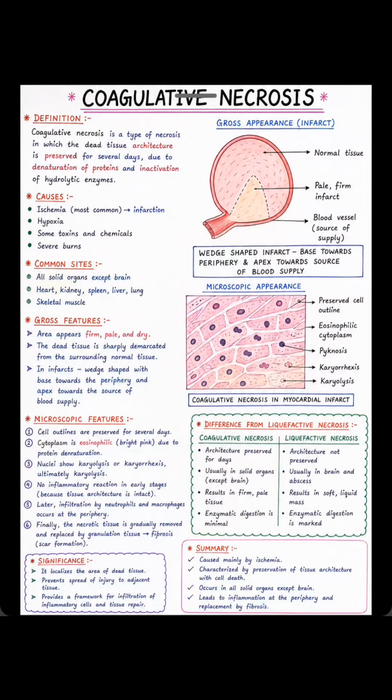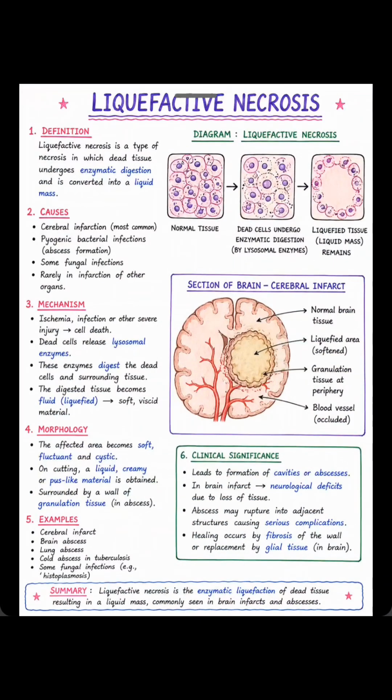Then part 2 comes, liquefactive necrosis. Unlike coagulative, this is where the dead tissue undergoes rapid enzymatic digestion and is converted into a liquid mass. If you take an example of liquefactive necrosis, if coagulative necrosis is like a hard boiled egg holding its shape, then liquefactive necrosis is like leaving a piece of fruit out until it turns into mushy watery liquid soup. The cells don't just die, they melt.